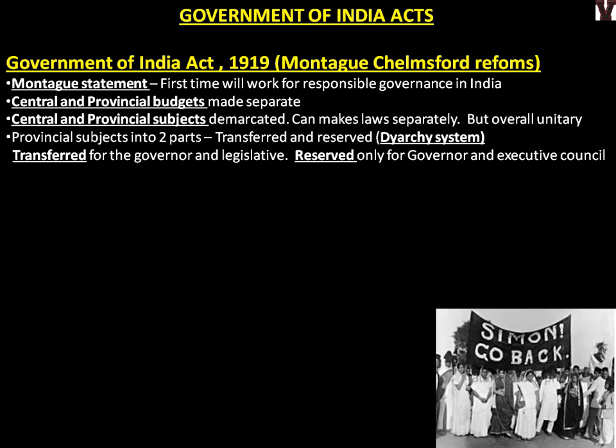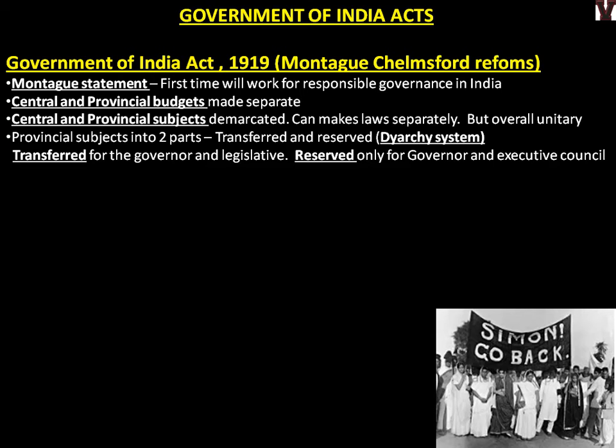Provincial subjects into two parts. This is the first time diarchy system. This is also often asked. Diarchy system was introduced in which act? 1919 Act. Okay, it was like they divided the subjects first between center and province. Then within the province itself, they divided into two categories. One is transferred, one is reserved.